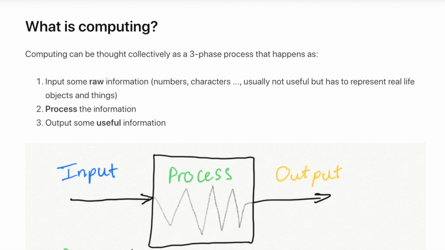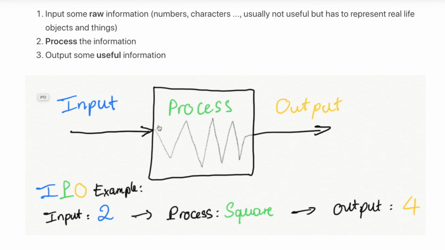Then comes phase number 2, which is the process. You're going to manipulate the numbers and the characters. And then phase number 3, you're going to output some useful information. Useful information is the key here. And this is what computing looks like.